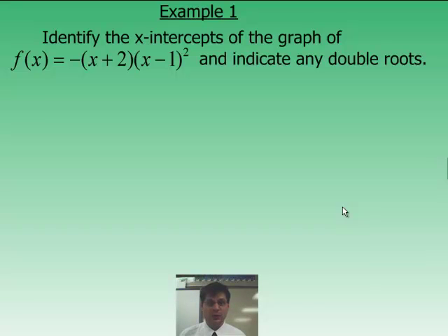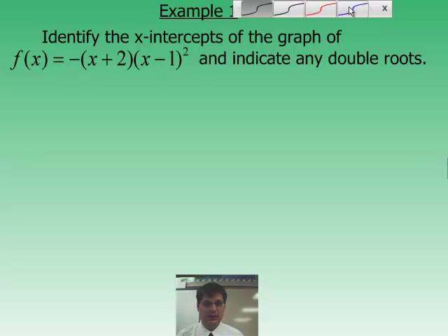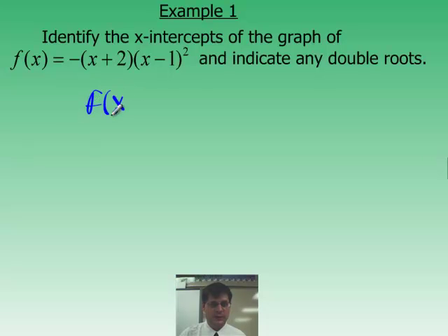In today's lesson, we're going to analyze graphs of polynomial functions. In our first example, we're going to identify the x-intercepts of the graph of f of x equals negative (x minus 2)(x minus 1) squared. And really, this is very easy because this is practically in factored form. I can simply rewrite this as f of x is equal to negative (x plus 2) times (x minus 1) times (x minus 1).